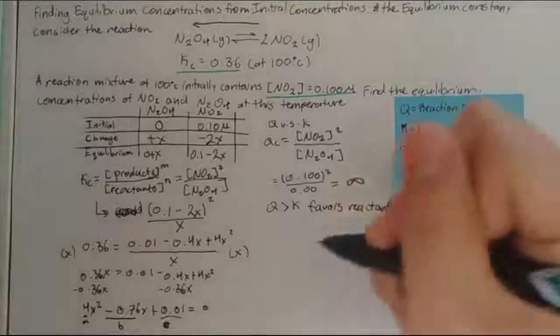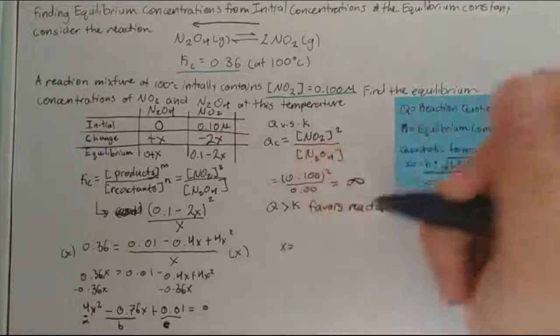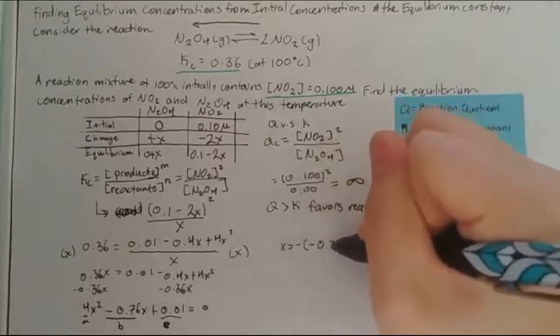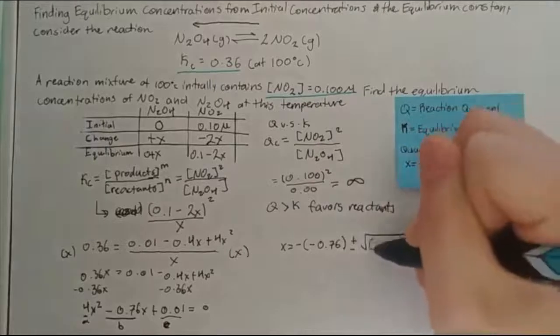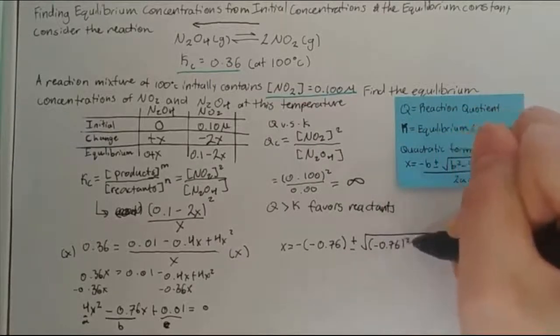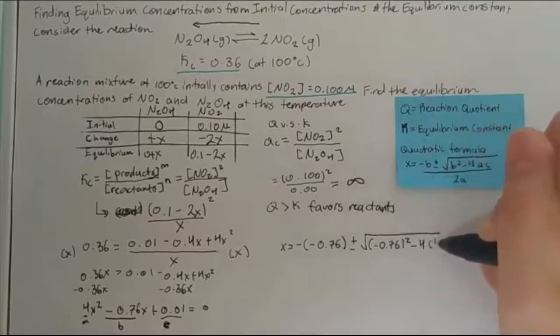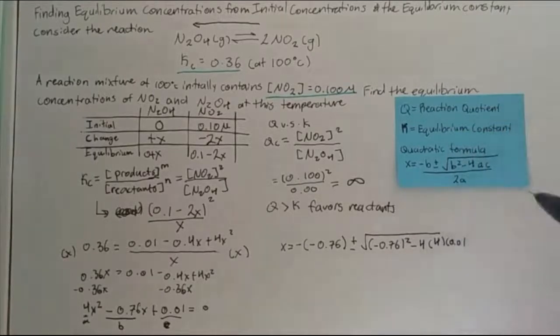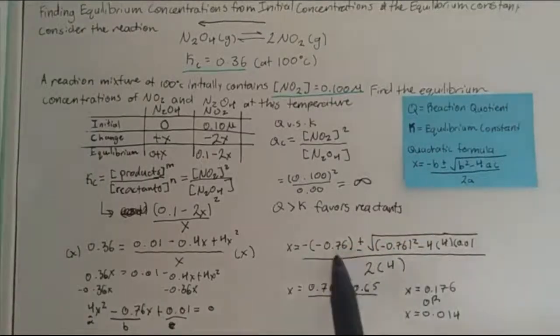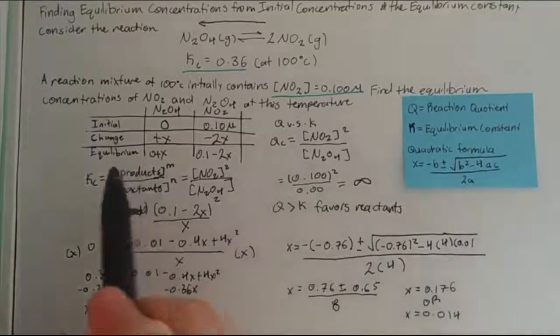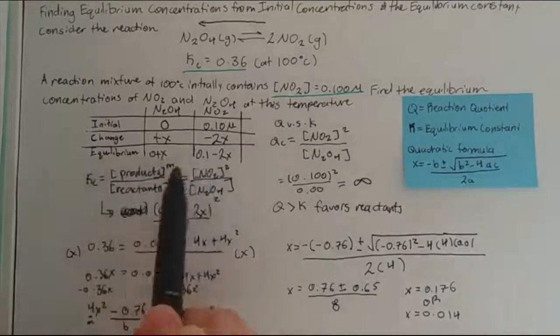So we get x equals negative B, negative 0.76, plus or minus the square root of negative 0.76 squared minus 4 times 4 times 0.01, all over 2 times 4, the entire quadratic formula. You should get the x values of 0.176 and 0.014. These are the x values that we plug back into the equilibrium concentration equations that we got from the ICE table.